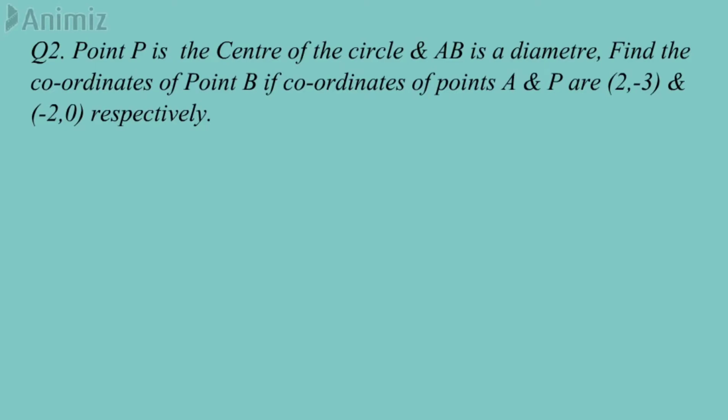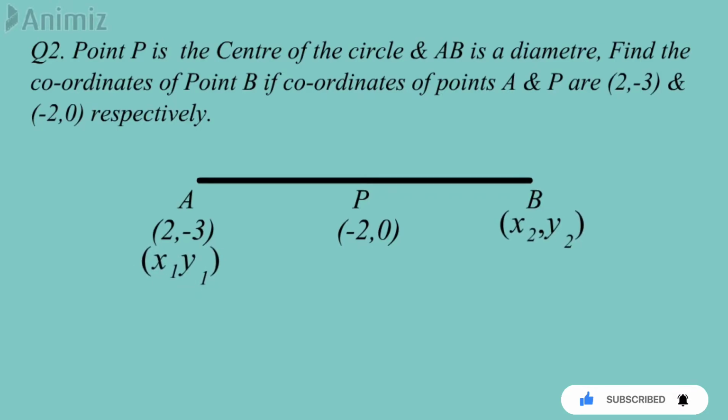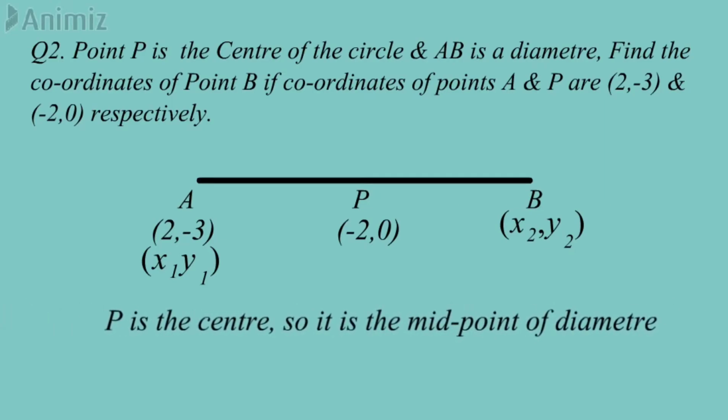Point P is the center of the circle and AB is the diameter. Find the coordinates of the point B, if you know the coordinate of A, 2, -3 and coordinate of B, -2, 0. For that, first you draw the diameter AB, take the P point in between AB, write the coordinates. Now coordinates of A we will consider x1, y1, but B is unknown, so its coordinate we will consider x2, y2. Now you know that P is the center of the circle, so P is midpoint of the diameter.